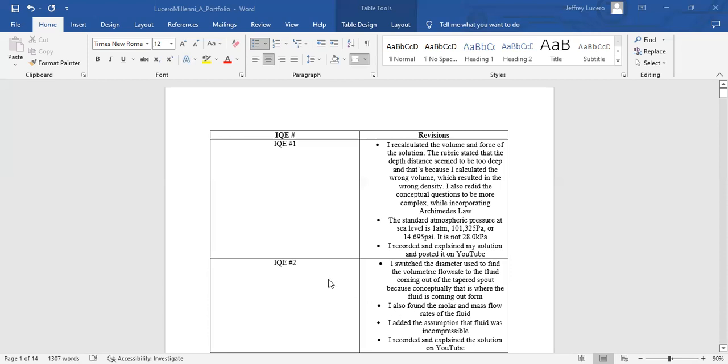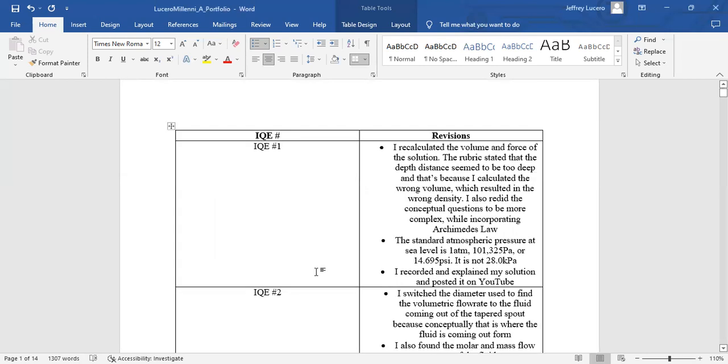For IQE number 2, I switched the diameters that I used to find the volumetric flow rate to the fluid coming out of the tapered spout and not just the fluid before the tapered spout, because conceptually that is where the fluid is coming out from. I also found the molar mass and mass flow rate of the fluid, and I added the assumption that the fluid was incompressible.